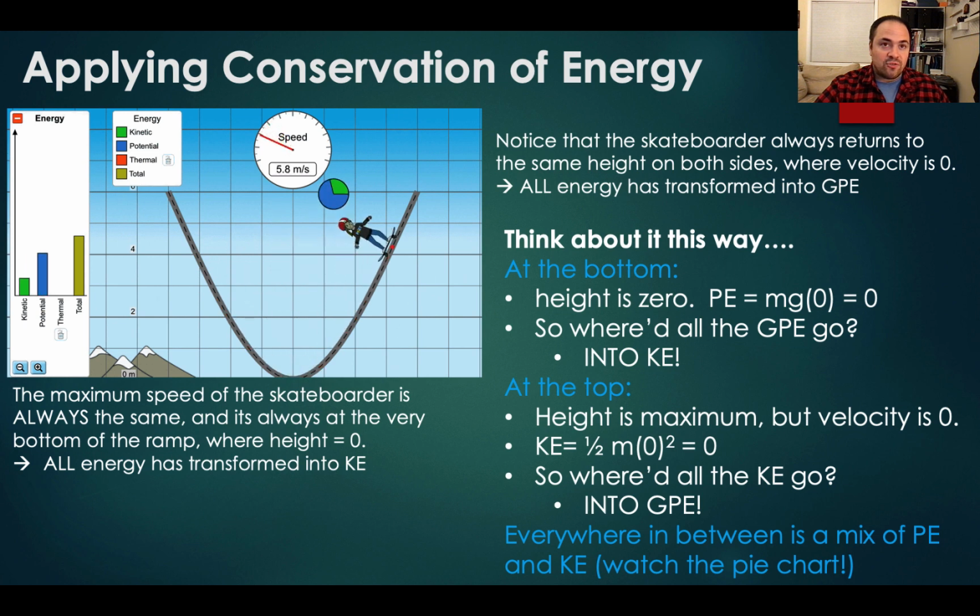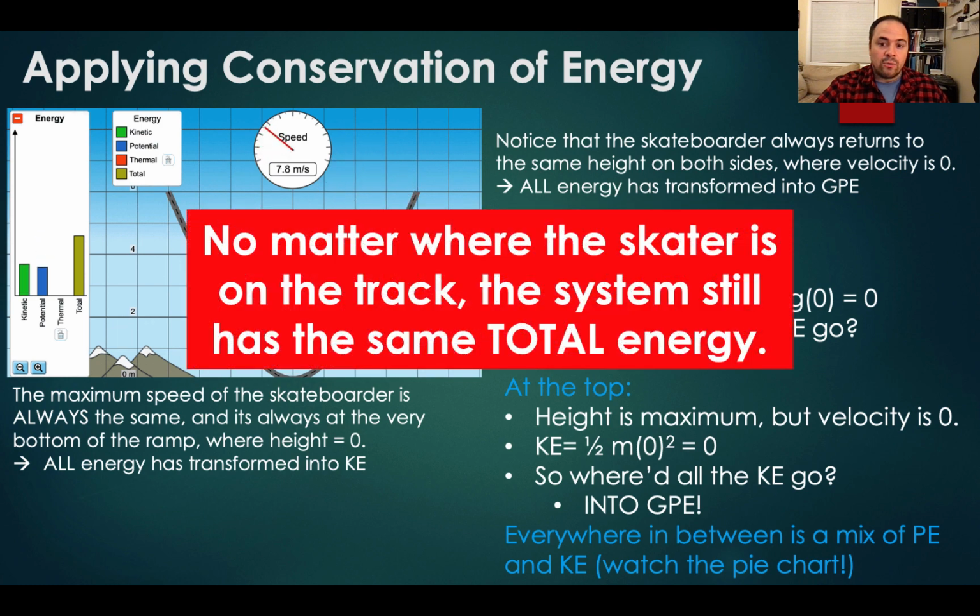So everywhere in between on the ramp is going to be a mix of kinetic and potential energy, but you'll notice that the total system energy is always the same. That is conservation of energy. We're accounting for all of the energy, regardless of what type it is. The total system energy remains the same.